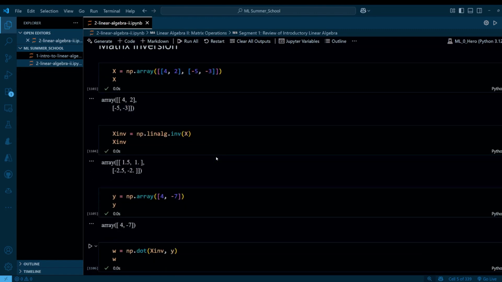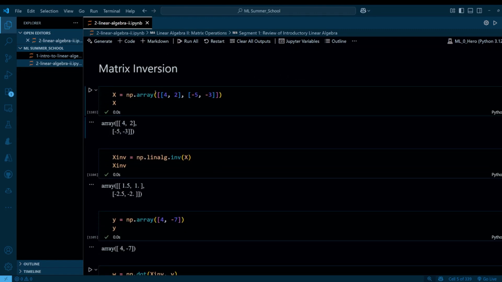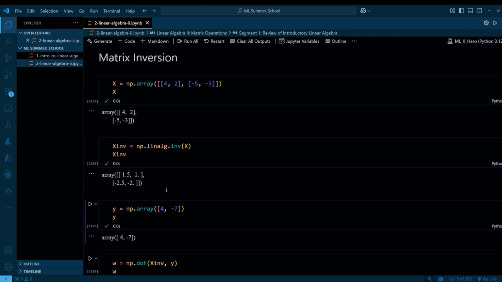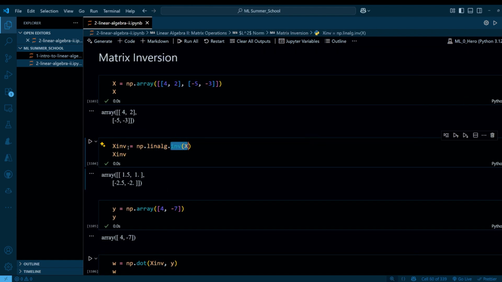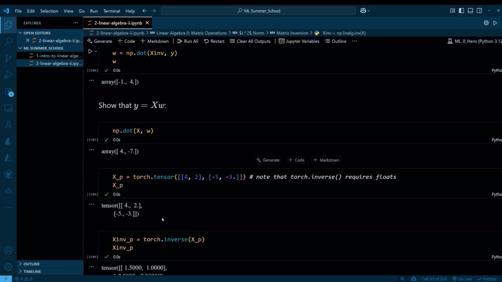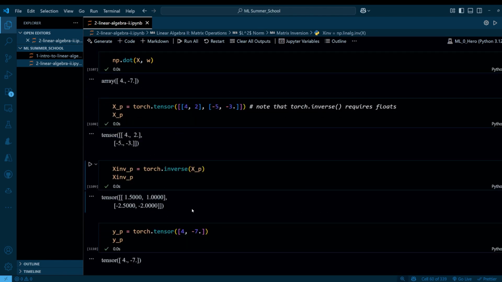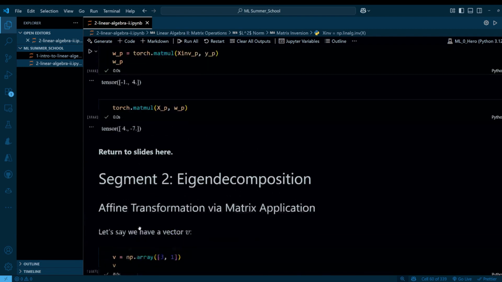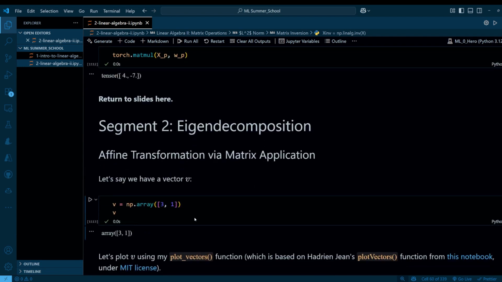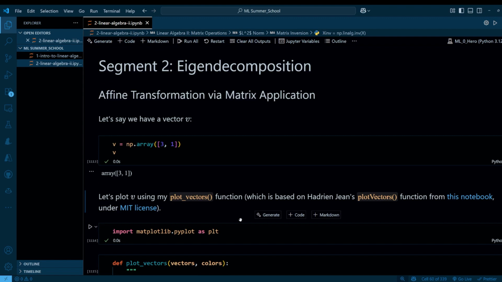The basic one is scalar multiplication, and you can see the matrix inversion. This is how we can do it. You just use this n one for numpy, and there are a lot of other formats, obviously, for PyTorch. This is how you do it, and let's focus on the eigen decomposition.